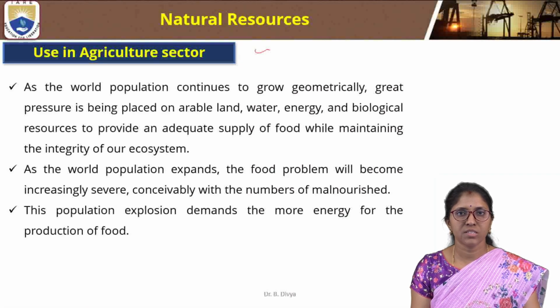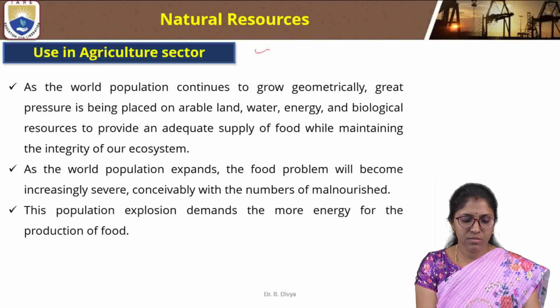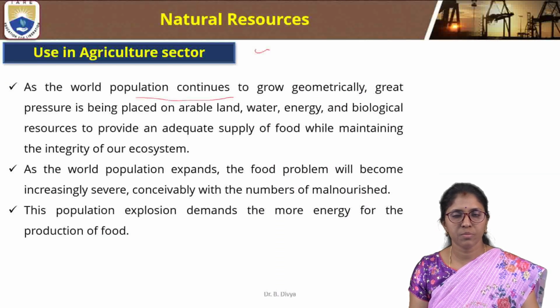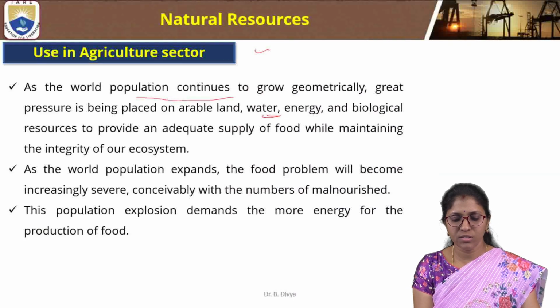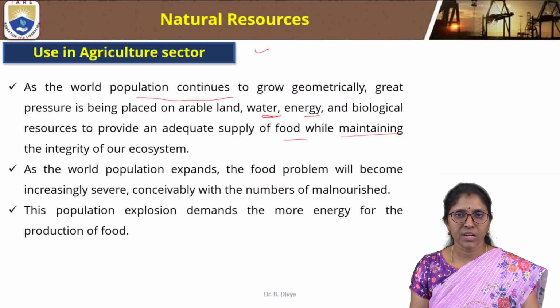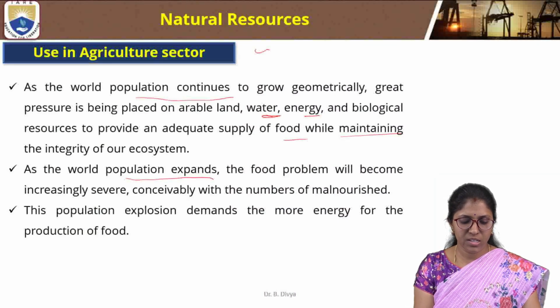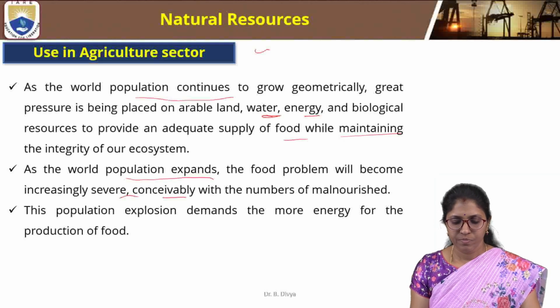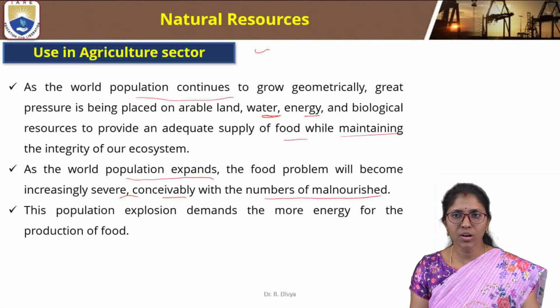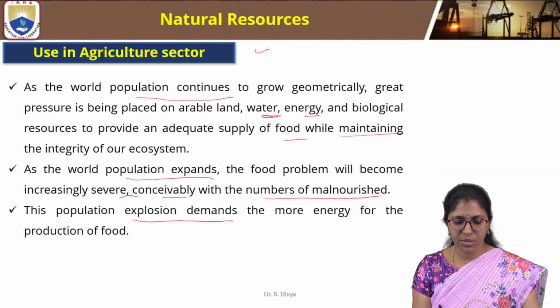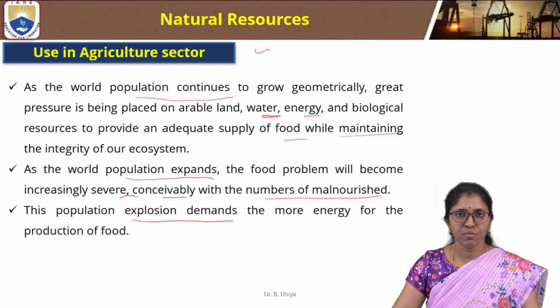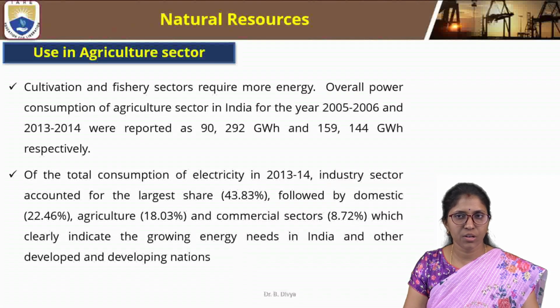So what are the uses of energy in the agriculture sector? As the world population continues to grow geometrically, great pressure is being placed on arable land, water, energy and biological resources to provide an adequate supply of food while maintaining the integrity of our ecosystem. As the world population expands, the food problem will become increasingly severe, conceivably with the numbers of malnourished. So this population explosion demands more energy for the production of food. Cultivation and fishery sectors require more energy.